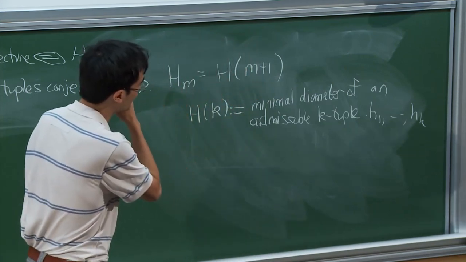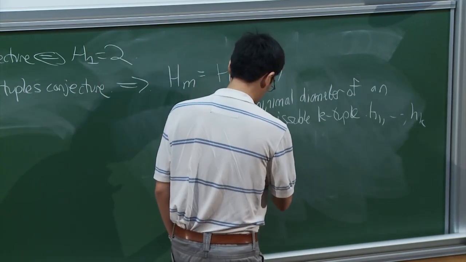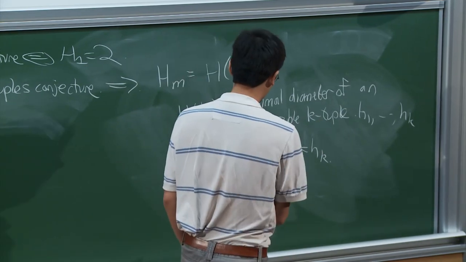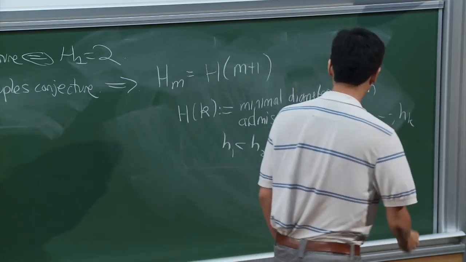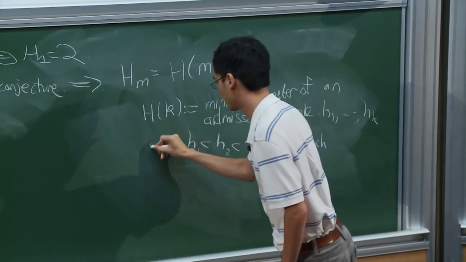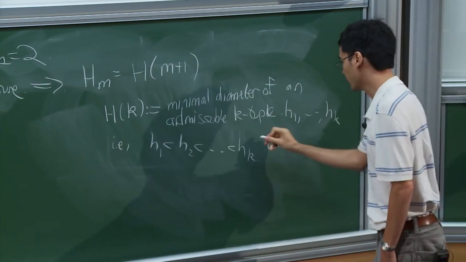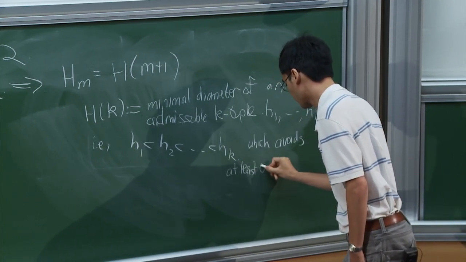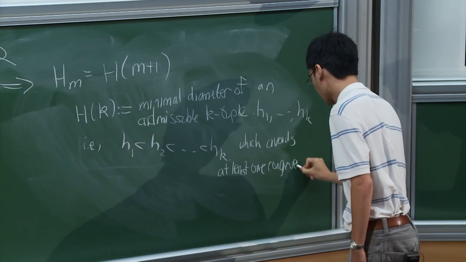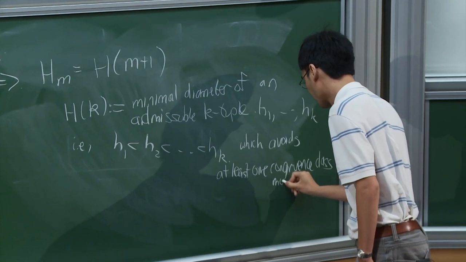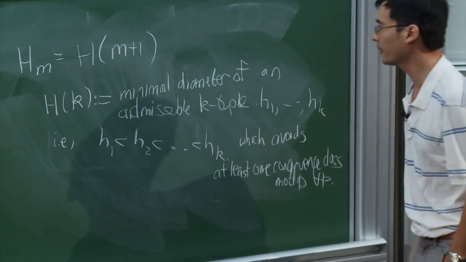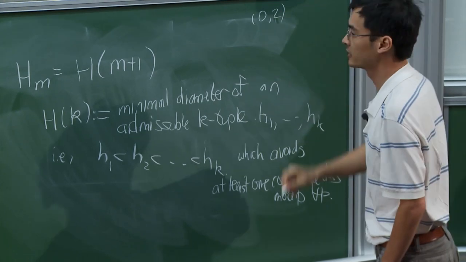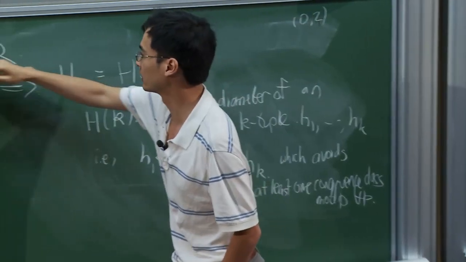Okay, so an admissible k-tuple is a k-tuple of integers, let's say in increasing order, such that you miss at least one congruence class mod p for every prime p, i.e. a tuple of increasing integers which avoids at least one congruence class mod p for all primes p. So for example, 0, 1 is not admissible because it doesn't avoid any congruence classes mod 2, but 0, 2 is admissible. That's the first admissible 2-tuple, and this is why H1 should be equal to 2.